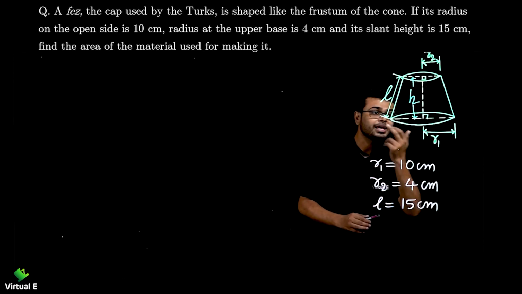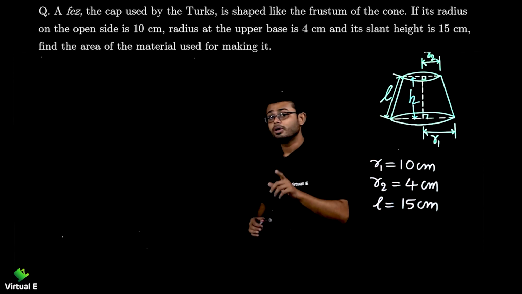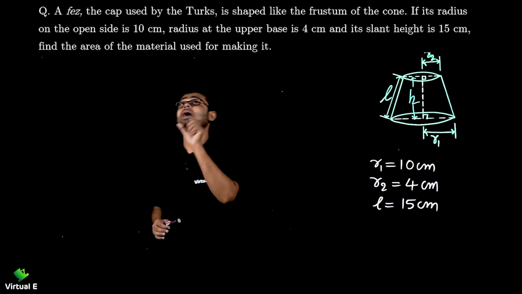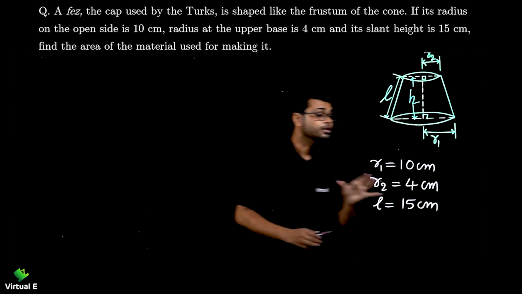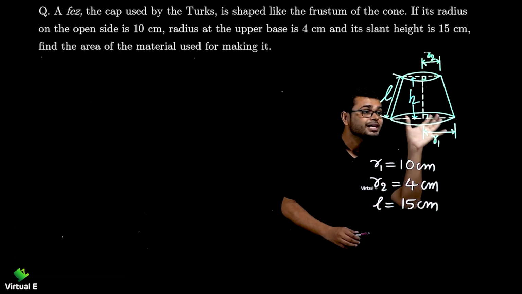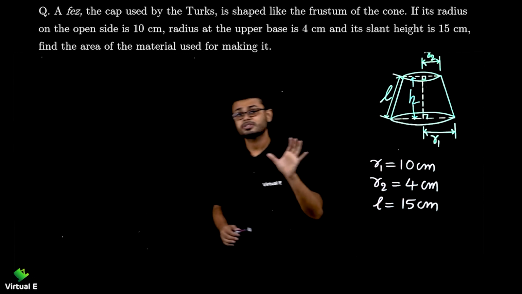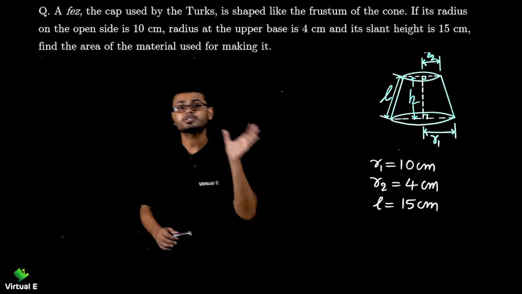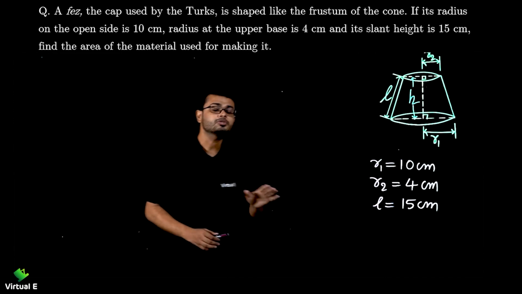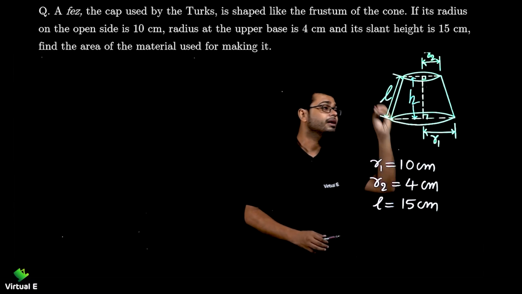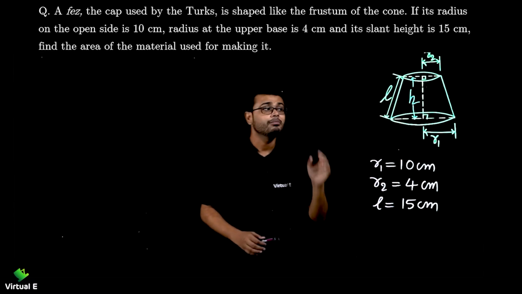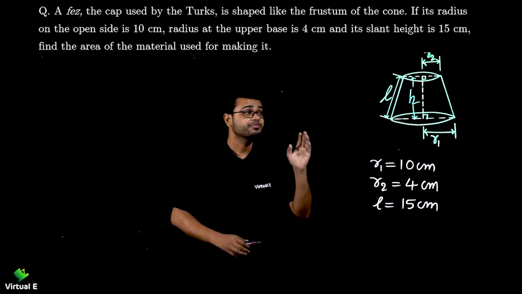Am I going to take the area of the bottom circle? No, it is given that the open end, the open side, is of 10 centimeter. So wherever the 10 centimeter radius circle is, that end is open, so we are not supposed to consider that area. Remember, we need to find the area of material required to make this particular hat, which is a phase.